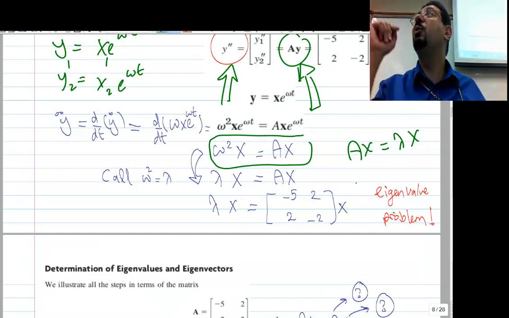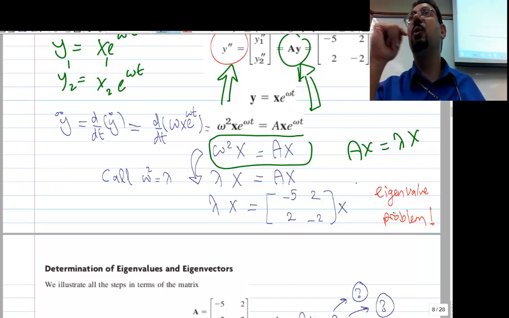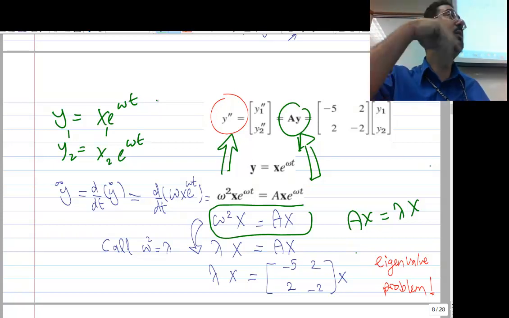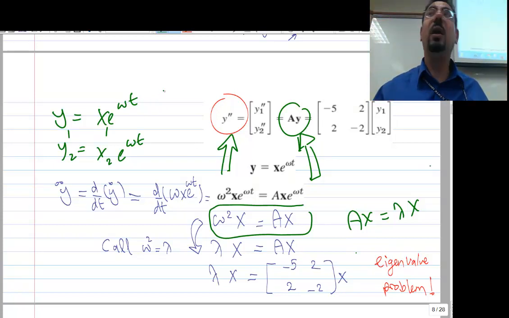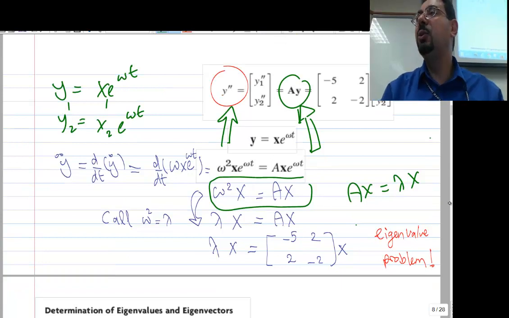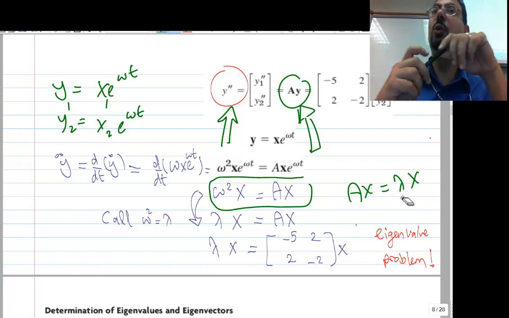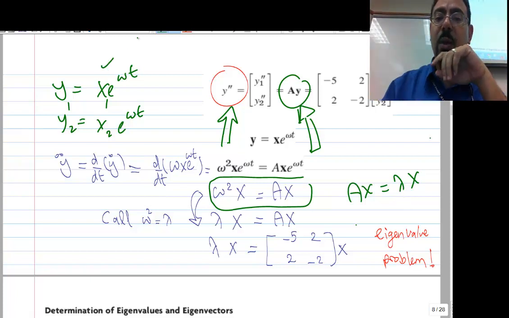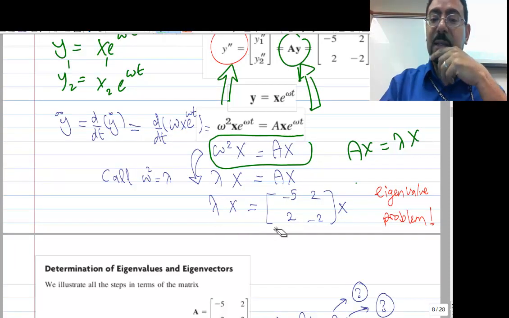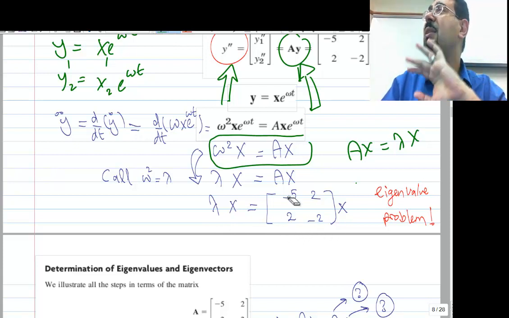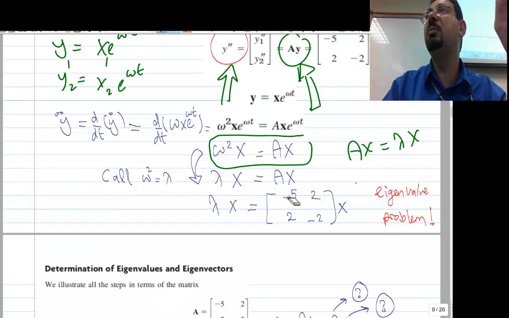Lambda is omega squared. That's the frequency of the oscillation. When we said that the solution is x e to the omega t, that's the frequency of the solution. And you also get the x and the magnitude of each one of them. So you get the solution of both of them. This is what we are trying to solve. And this happens in other systems too, not just in mechanical engineering.